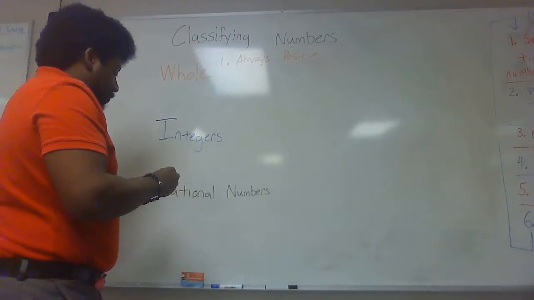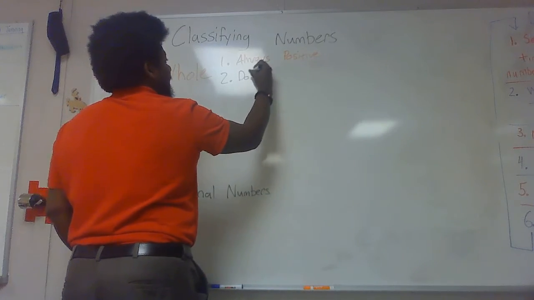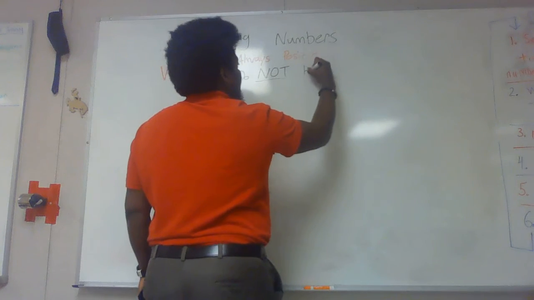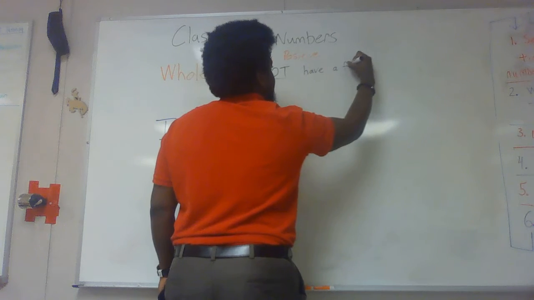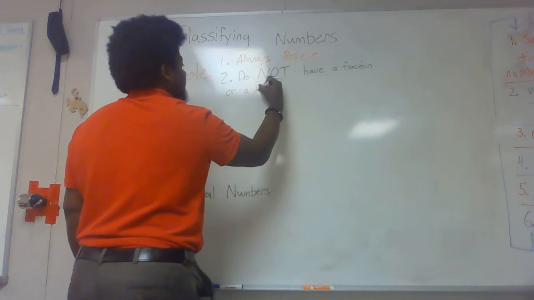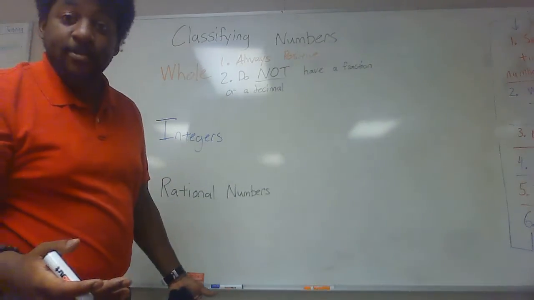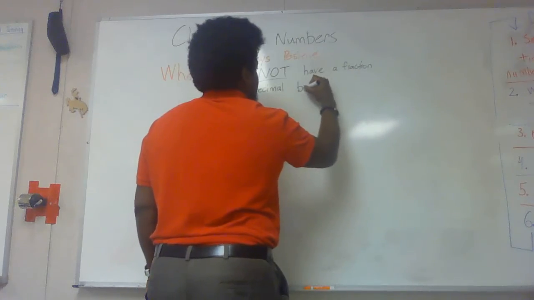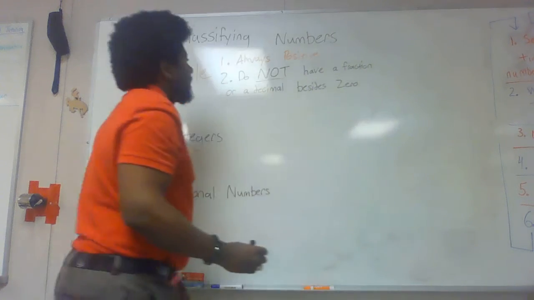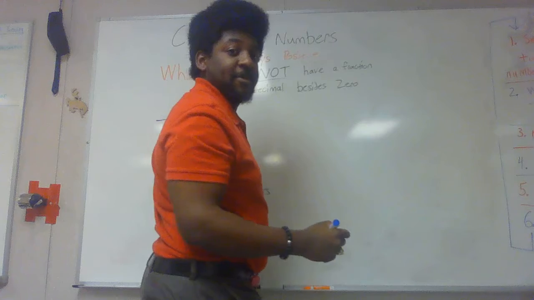The second rule for whole numbers. Whole numbers do not, I capitalize not, that's important, do not have a fraction or a decimal, except if the decimal is 0. So some examples of some whole numbers. I know I gave you a few a second ago, but some examples of some whole numbers.